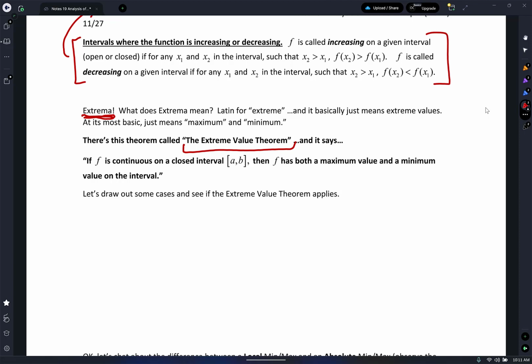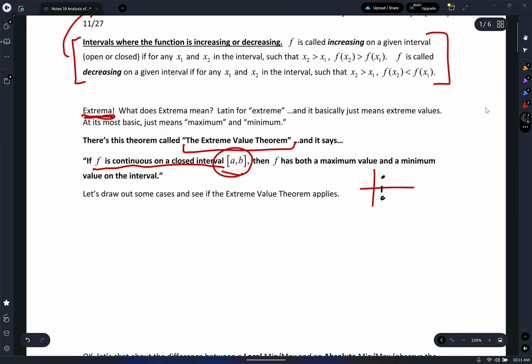it's been mentioned before in the free response. I think I need to do a better job, so here's me doing a better job. If f is continuous on a closed interval between a and b, where a is some number and b is some number, you have an extrema, you have a max and a min. Even a horizontal line: here's a, here's b. If it's a closed interval, every single point on that horizontal line is both a max and a min.